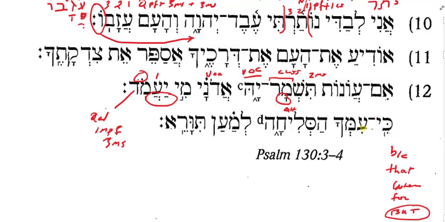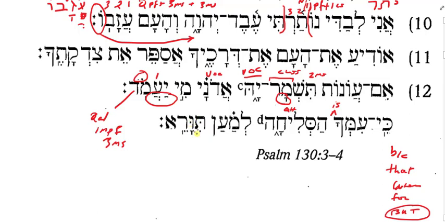So, but with you, hasliha, I've got a copular clause. I need to add the copula. But with you is slichah. What is that? Forgiveness. But with you is forgiveness. Lama'an, therefore, tivare. Or you could also have in order that. Tivare. Yeah, you will be feared, or you may be feared.